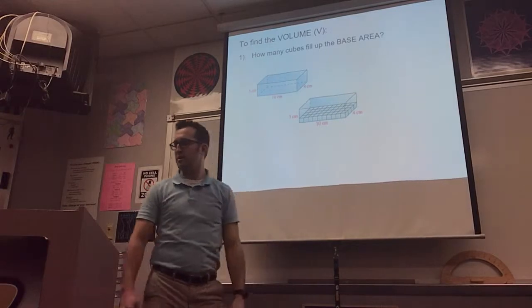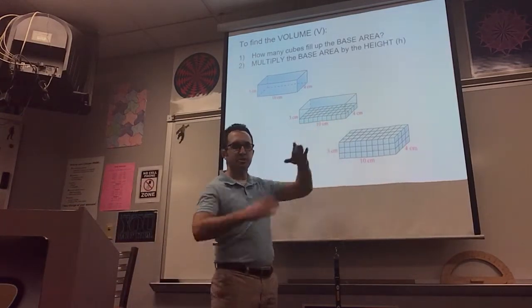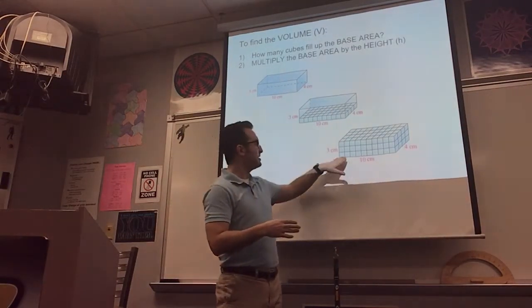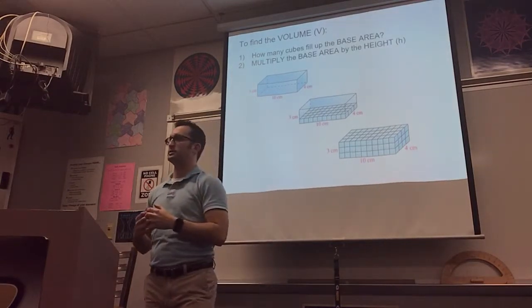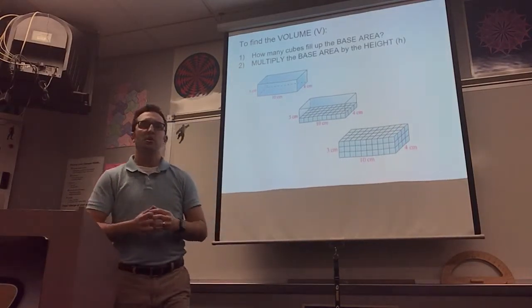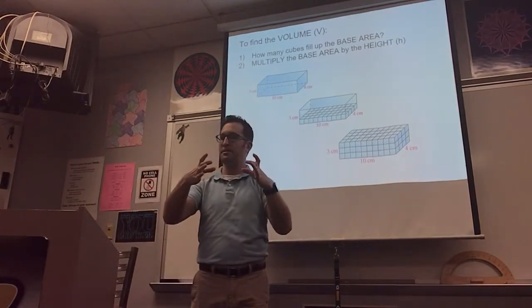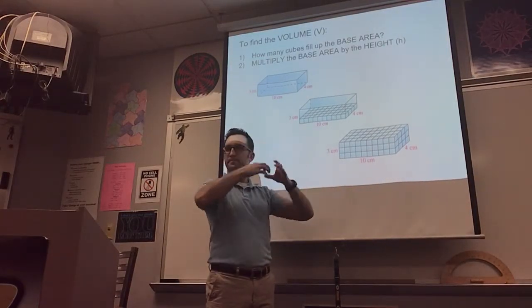So that'd be 40. But on top of that, what we need to do is multiply the base area, how much is on the base, times the height. Why? Because how many layers of 40 are there? 3. There's 3 layers. That's what volume actually is. That is how we determine it. We figure out how much space the base takes up, and then how many layers.